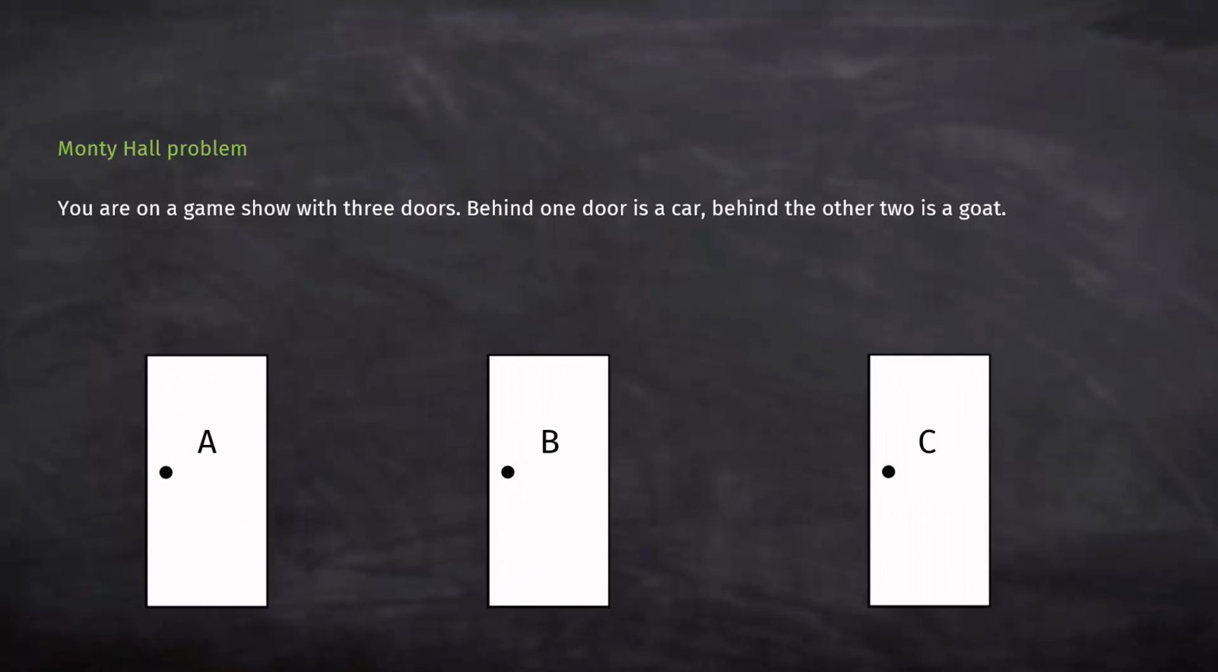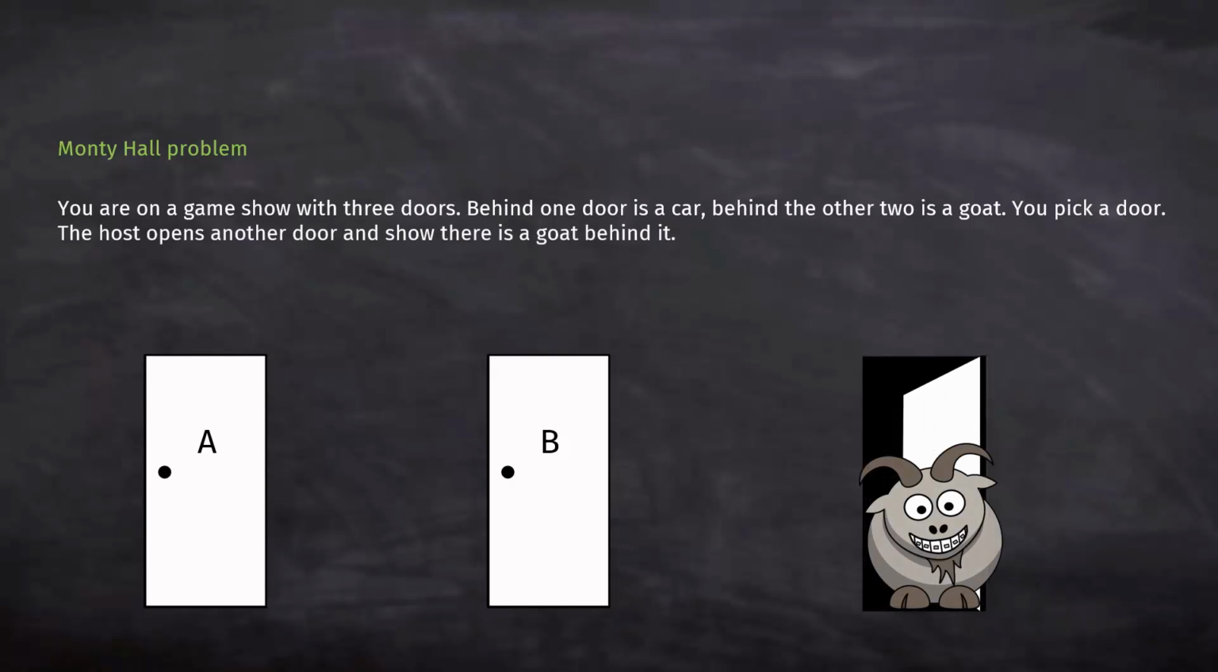Now we have 3 doors, A, B, and C. Behind 1 of them is a car, but we don't know which one. Now the host will ask us, and we get to pick 1 of the doors, and we get whatever is behind that door. So let us assume that we pick door A. Then what the host will do is open 1 of the 2 remaining doors, B or C, and show that there is a goat behind it.